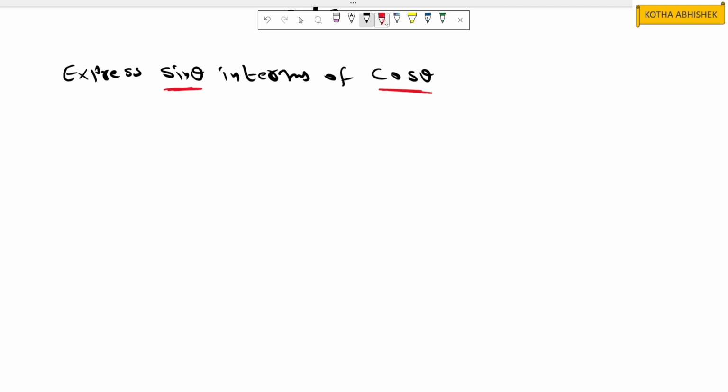So now here, first thing what we need to do is, after the words in terms of, whichever trigonometric ratio is there, take that ratio as x. So here cos theta is there right after in terms of. So take cos theta as x. This x can also be written as x by 1. So directly you can write whatever is there after in terms of as x by 1. Now draw one right angle triangle.